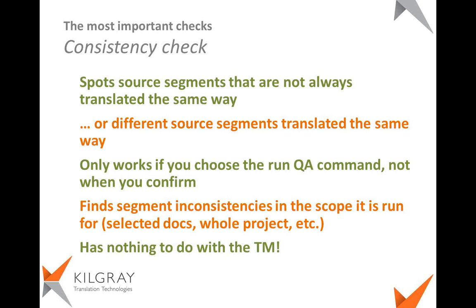Or MemoQ even spots if different source segments were translated the same way, which might or might not be a mistake again. But these two checks work only if you choose the run QA command. They don't work when you just edit the translation in the grid, because these consume a lot of resources of your computer. It would be slow. The on-the-fly check would be slow if this were turned on.